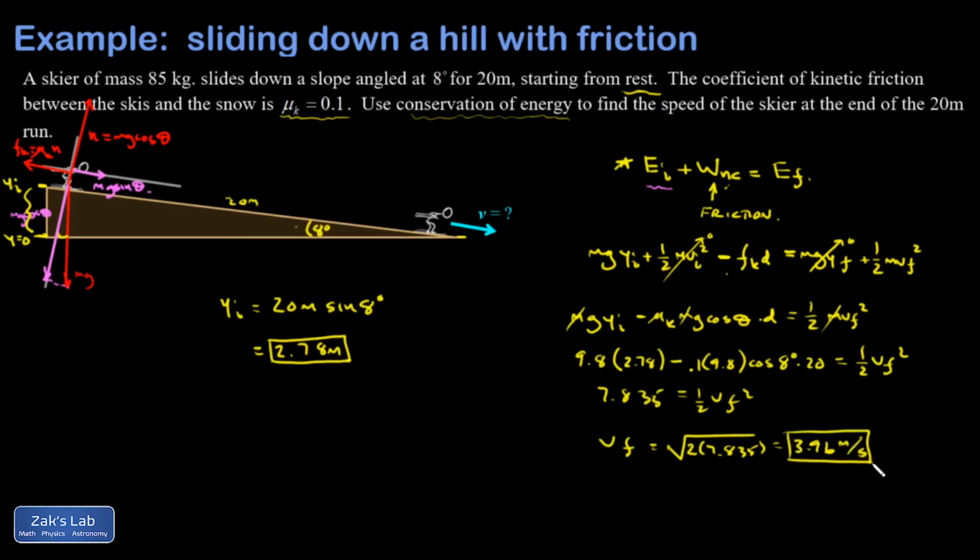meters per second. So again, this is a problem we could have done with our old techniques. We could have used Newton's second law to find the acceleration of the skier and use the acceleration and the distance, use the kinematics formulas there to get the final velocity. This gives us an alternative way to do it that in a lot of cases is much simpler and sometimes is the only way to do a problem.